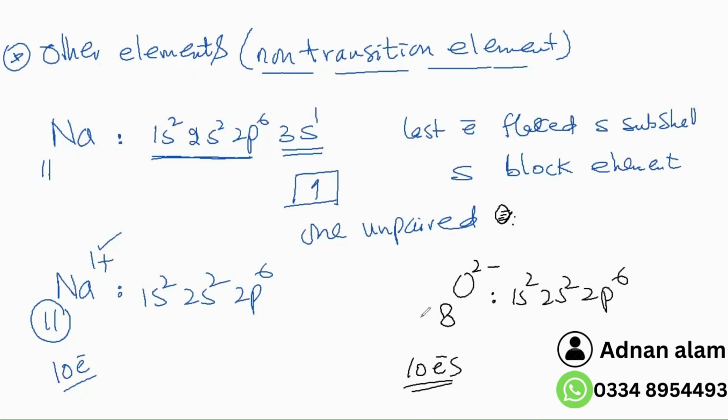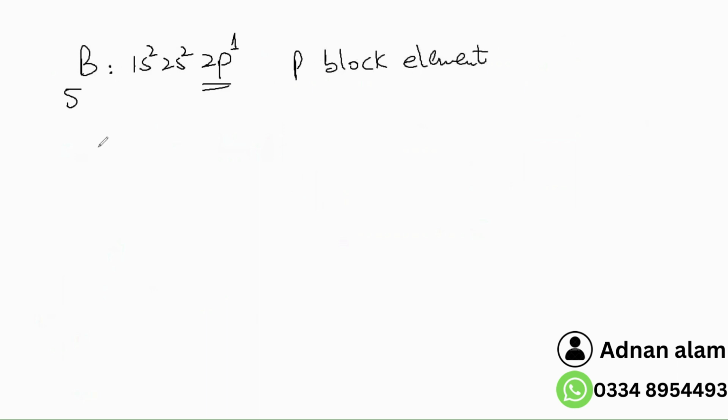Okay. So this was a kind of summary for the electronic configuration. And yes, when you are doing configuration, do notice to which block the elements belong, and do notice the unpaired electrons. For example, if I write for boron, the proton number of boron is 5, so its configuration will be 1s2, 2s2, and 2p1. The last electron is placed in the p subshell, so this is a p block element.